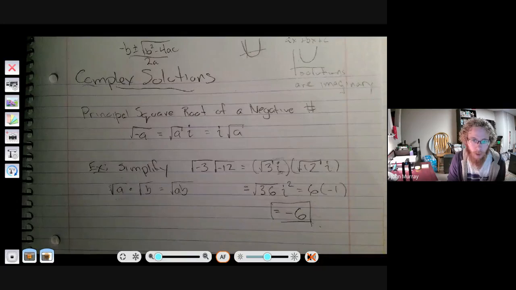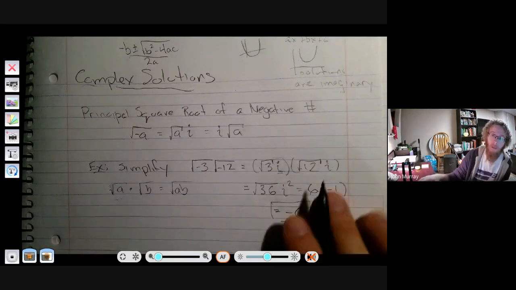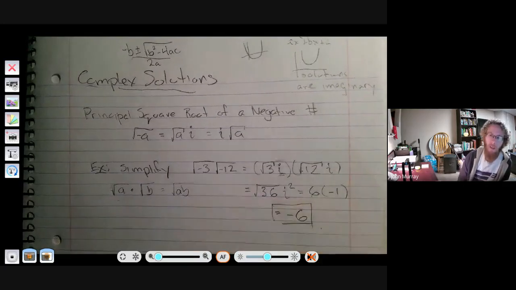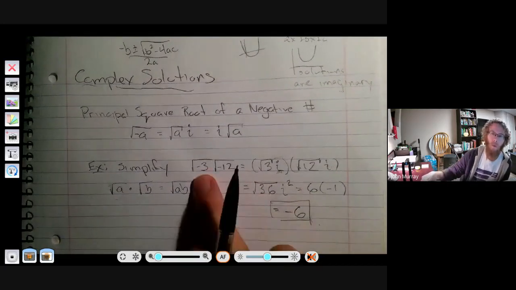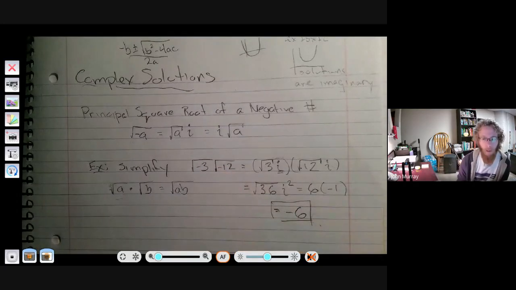All right. So the square root of -3 times the square root of -12, even though both of those things aren't real, okay, not in the sense that they don't exist, but because they're imaginary, when we multiply those two terms together, we in fact get an answer.